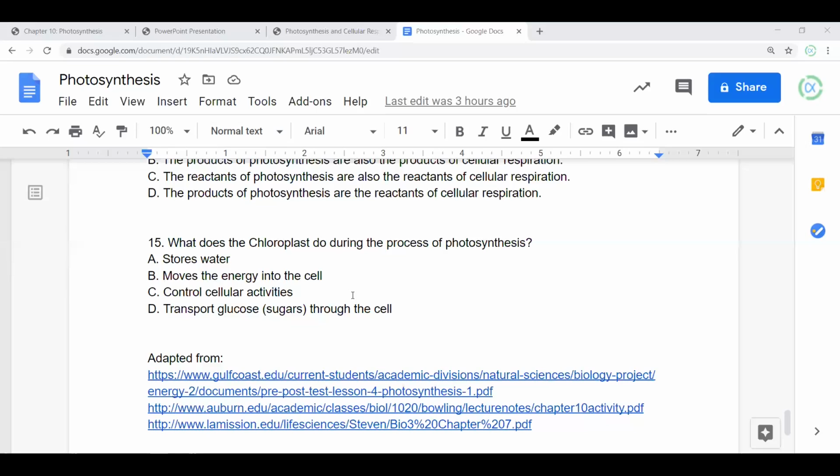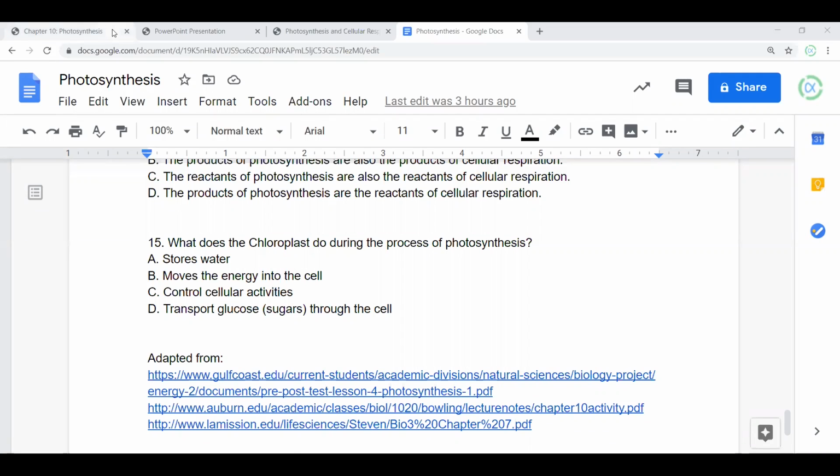C controls cellular activities. That's the function of the nucleus. And then transport sugars through the cell. Generally, that just happens through diffusion. There's nothing really transporting it. Sometimes, as we said, it will be transported in vesicles, but in this case, that's not going to happen.